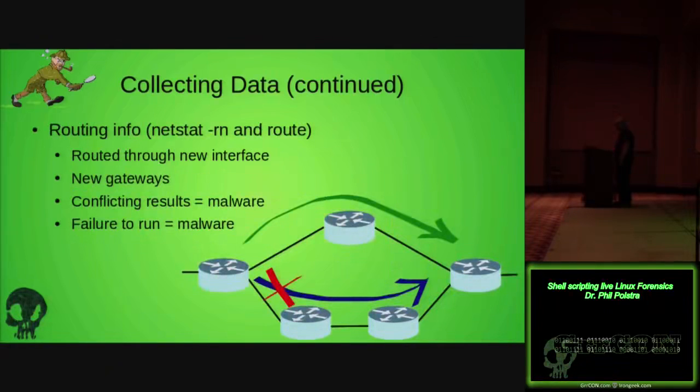What about routing information? You can run a netstat -rn, and you can also run route. I recommend that you run both. If they differ, that's another pretty good indication that you've been hacked, right? If they don't run, you've been hacked. You guys sense a theme here? Things don't run, you've been hacked. Things don't agree, you've been hacked, right? Also, you can look for things that are routed through a new interface. Has one of the interfaces become the default when it's not normally that way? Are there new gateways in your network?